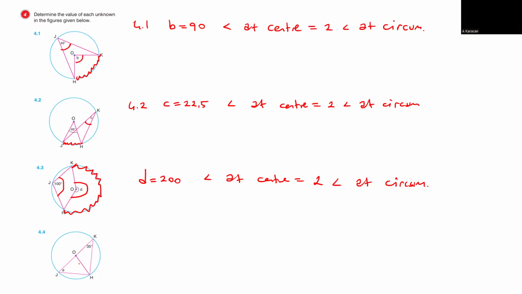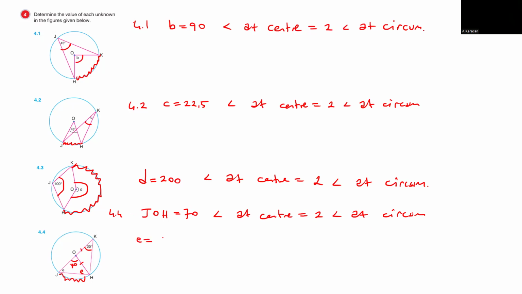In order to get E, you can see that OH is radius, OK is radius, or we can go this way. 35 is subtended by arc JH, and this angle here is subtended by the same arc. So JOH will be equal to 70. Angle at center is equal to 2 times angle at circumference. Right. And then after you get this angle here, 70, then this will be E as well.